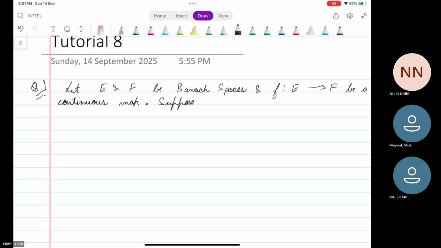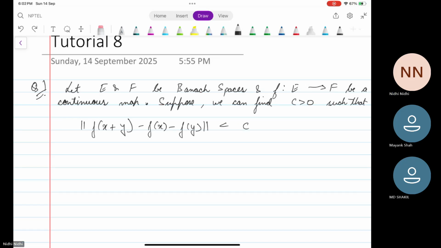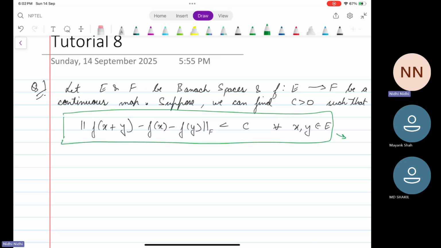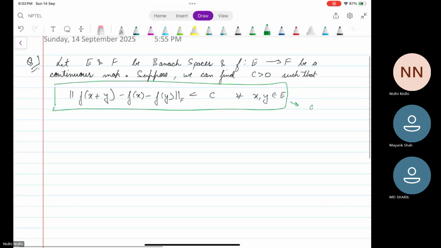Suppose we can find some positive constant C such that the norm of f(x+y) minus f(x) minus f(y) is less than C for every x, y in E. Since f(x) and f(y) are in F, this is the norm of F. And this condition says that the function f is almost linear.